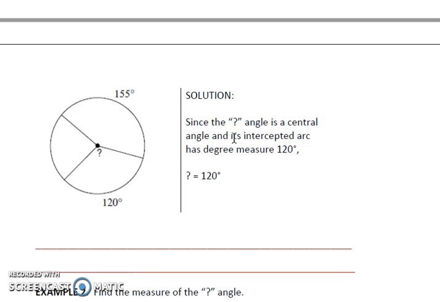Since this angle where we have the question mark is a central angle because its vertex is at the center of the circle and its sides are the radii of the circle, and since the intercepted arc of the central angle has degree measure 120, we know from one of the previous relationships that this central angle would be equal to the degree measure of the intercepted arc. So the angle is 120 degrees.